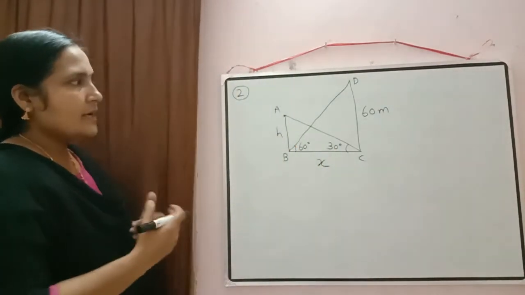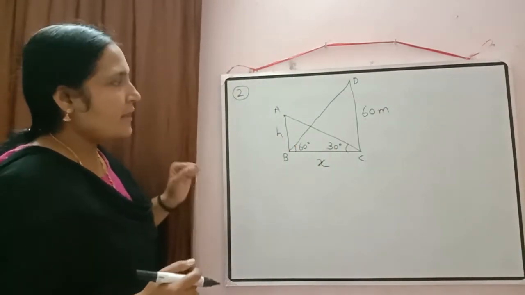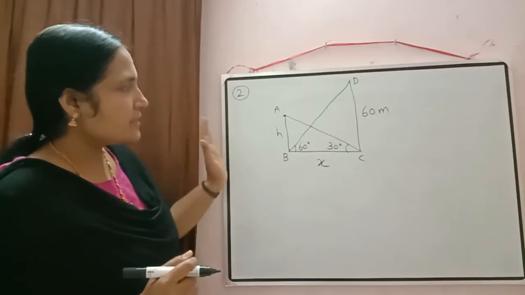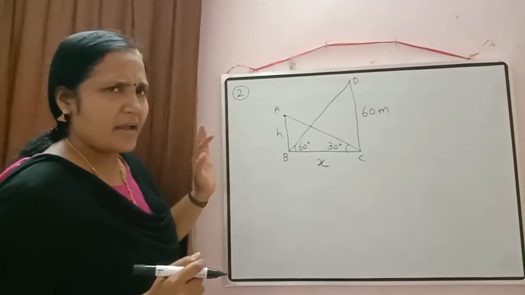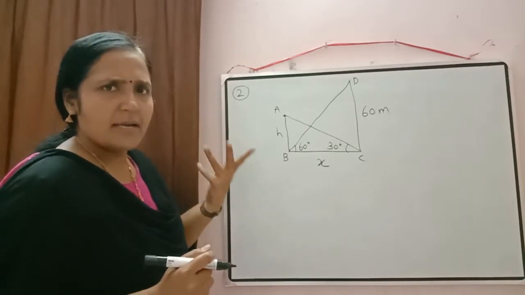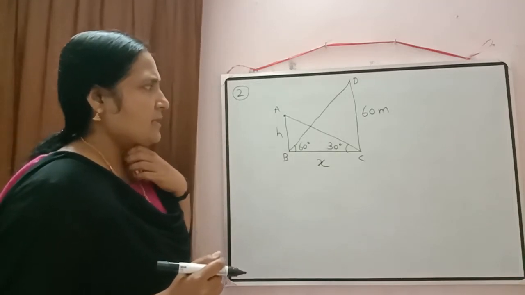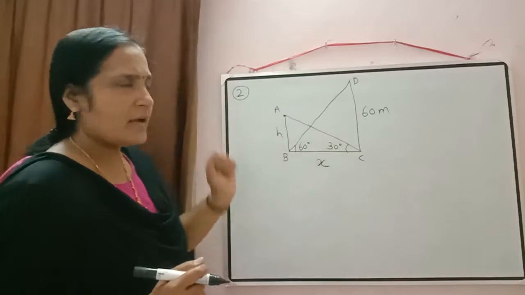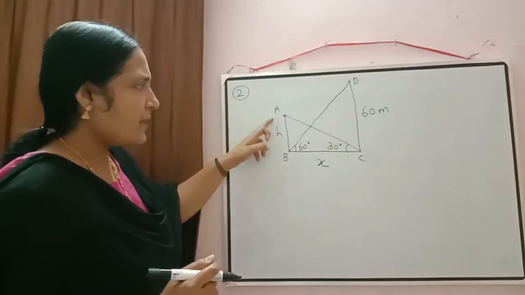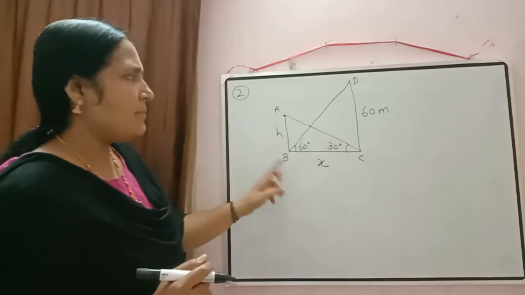So now we can check which triangle we can take first. Any triangle you can take there, it depends on you. So which one do you need to take first? Okay, shall we take the smaller one? Our smaller triangle is triangle ABC.